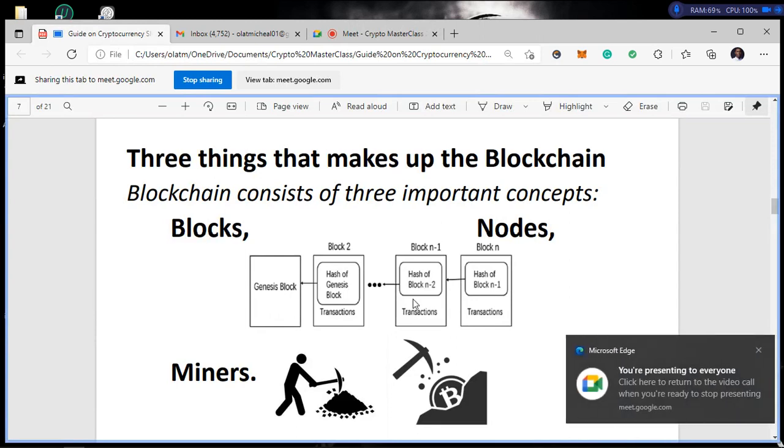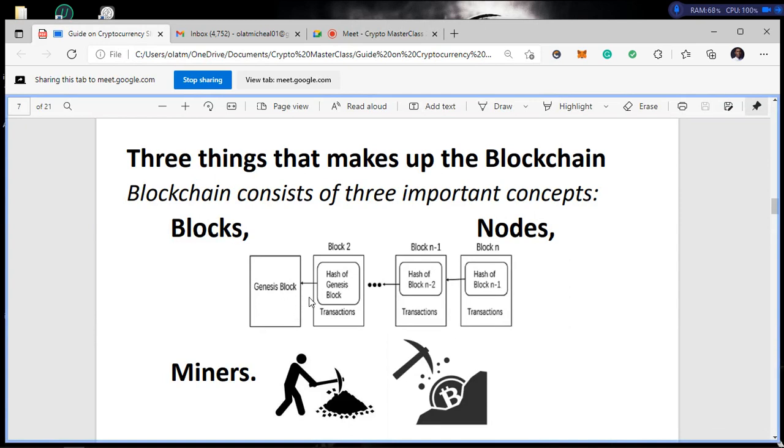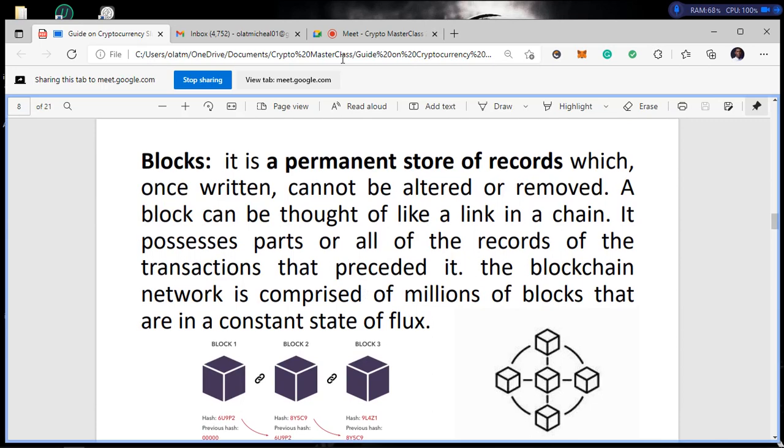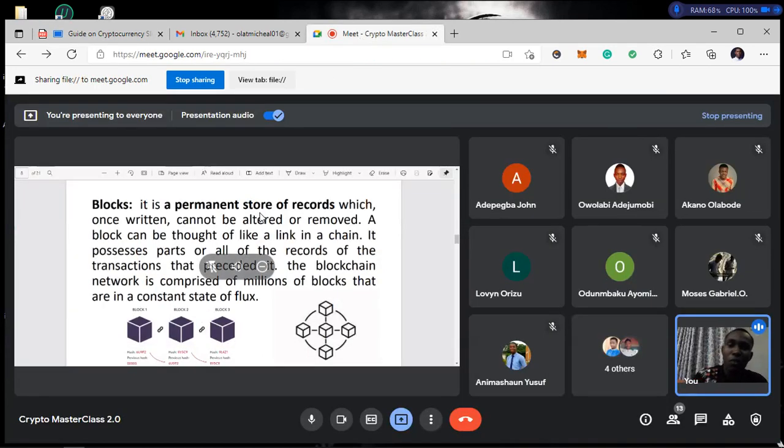So this is like a picture demonstration of the block. So we have the Genesis block, and from the Genesis block, when the transaction is performed in block two, it records in the Genesis block and it links back to each other. So that's how the blockchain keeps connecting from one block to the other. So now for the block, it is a permanent store of record which once written cannot be altered or removed. A block can be thought of like a link in a chain.